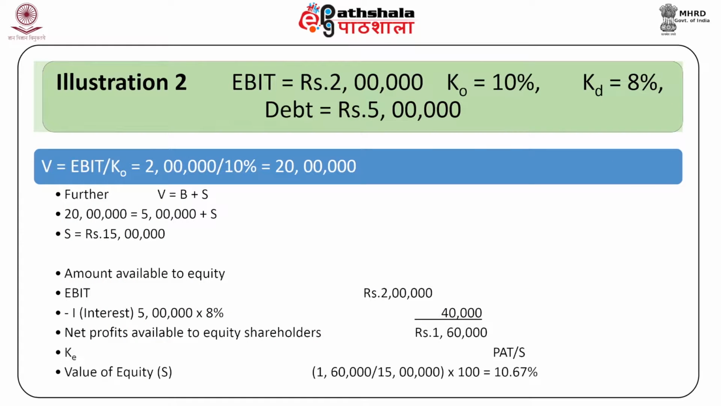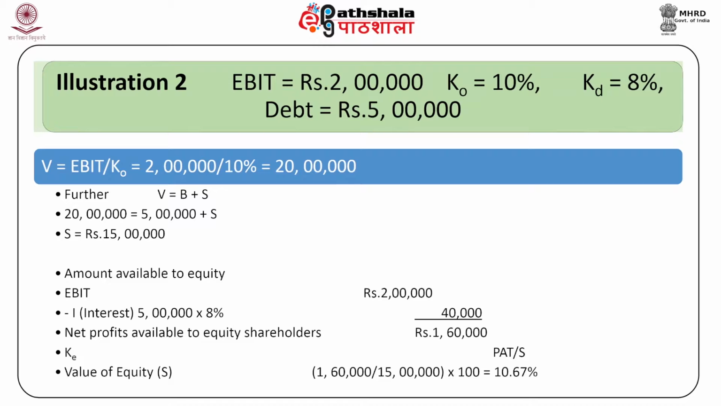Now let's look at illustration 2. Here EBIT is 2 lakhs, KO is 10%, KD is 8% and debt is 5 lakhs. Solution. V, the value of the firm, is EBIT divided by KO. This is equal to 2 lakhs divided by 10%, which is equal to 20 lakhs. Further, V is equal to B plus S. That means 20 lakhs is equal to 5 lakhs plus S. This will give us S equal to 15 lakhs.